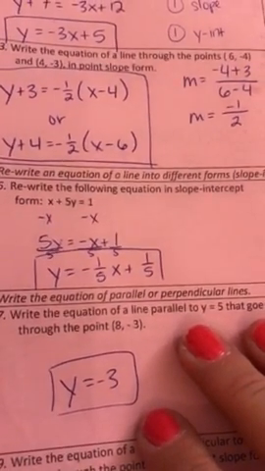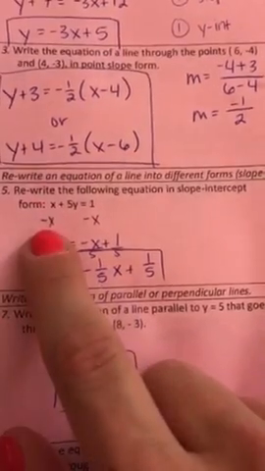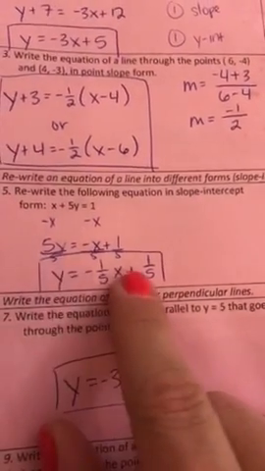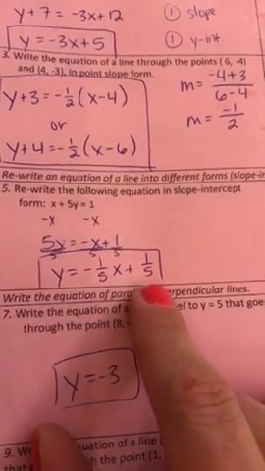Rewrite the following equation in slope-intercept form. So I need to get y all by itself. I subtract x from both sides, then I divide both sides by 5, and I get y equals -1/5 x plus 1/5.